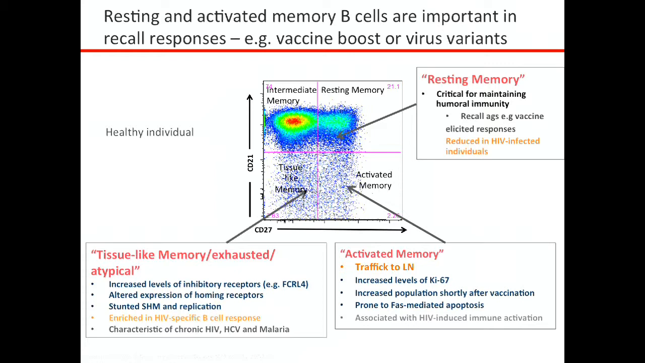The tissue-like memory, exhausted or atypical cells, which are CD21 negative, CD27 negative, form a very interesting population. They have increased levels of inhibitory receptors. They have altered expression of homing receptors. They have stunted somatic hypermutation and replication. And these are actually enriched in HIV-specific B-cell responses, because they're characteristic of chronic infections such as HIV, HCV, malaria, and also some autoimmune disease.